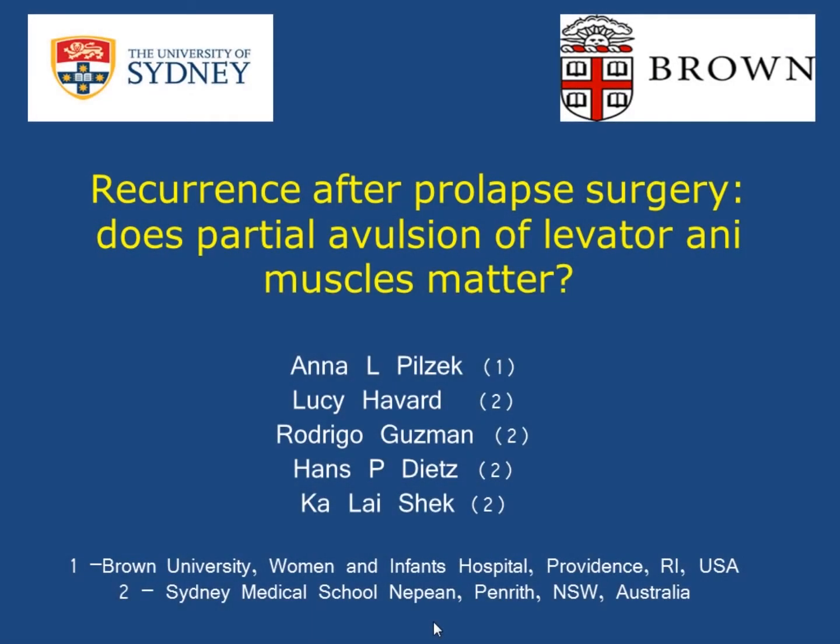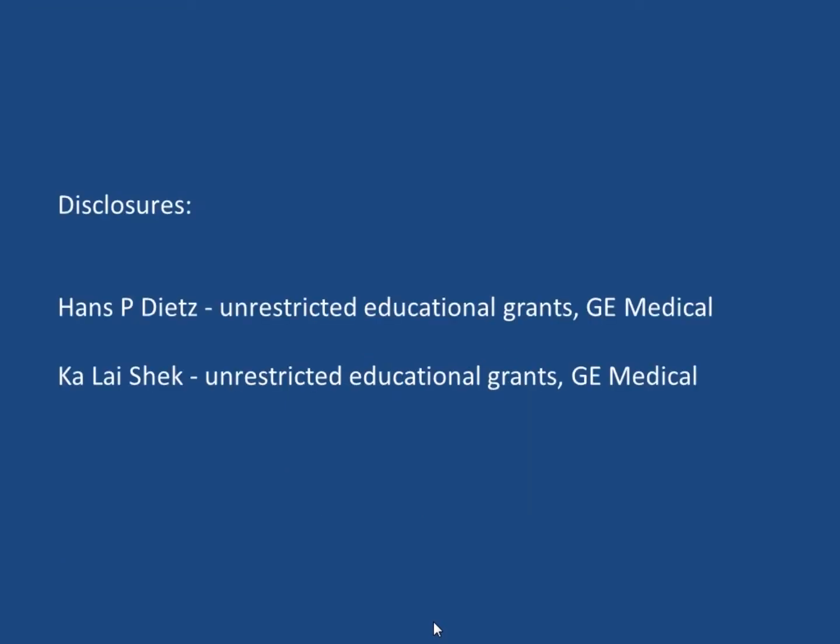Recurrence after prolapse surgery: does partial avulsion of the levator ani muscle matter? These are our disclosures.